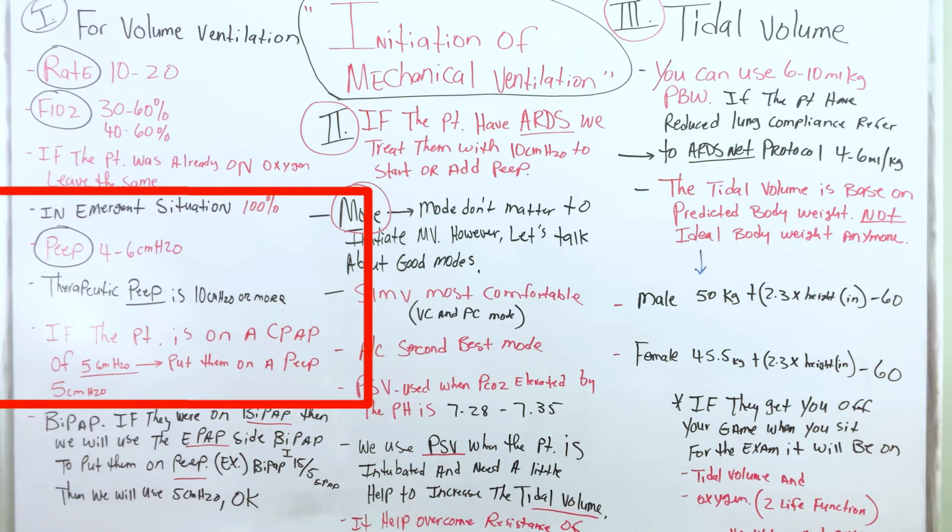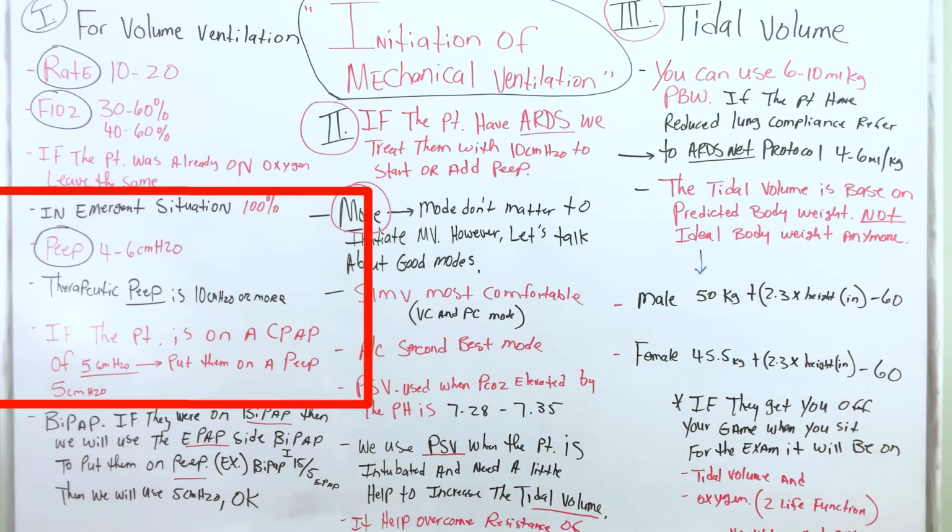Start your PEEP around 4 to 6 centimeters of water pressure. You won't go wrong with using those values, anywhere between 4 and 6 initially. Therapeutic PEEP you should always remember. When we say therapeutic, we mean that a real medical problem is going on, and we use a PEEP of 10 centimeters of water or more.